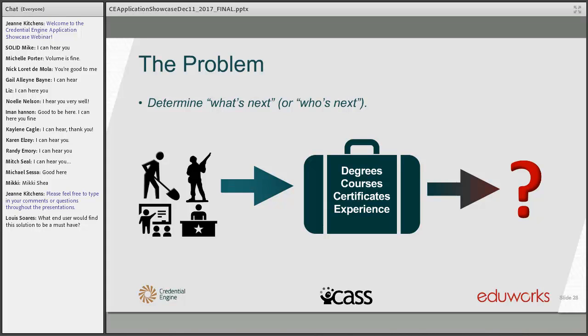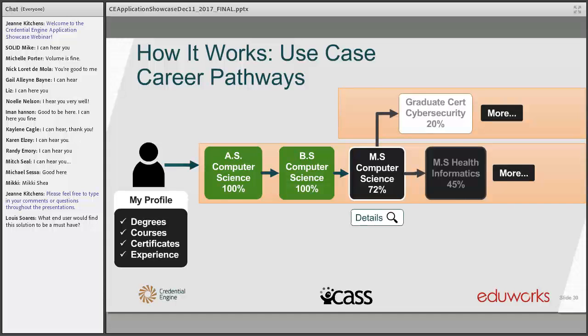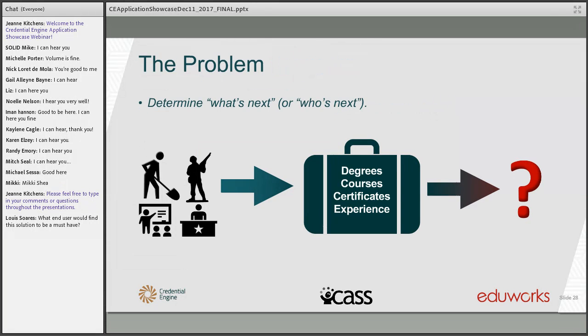So next slide, please. So the big problem that I think we're all trying to solve is to determine sort of what's next for me based on what I've done, my educational history, my employment history, my experience. And from the employer perspective, of course, we're trying to solve the problem of who's next to hire. And both of these currently have a lot of noise and very little signal.